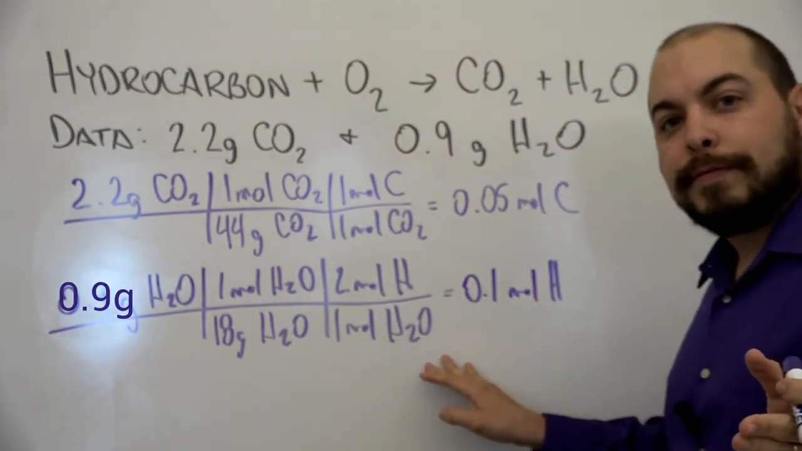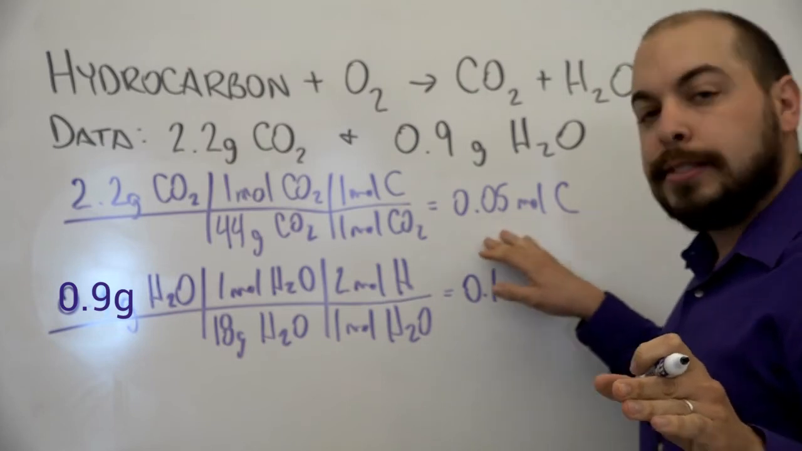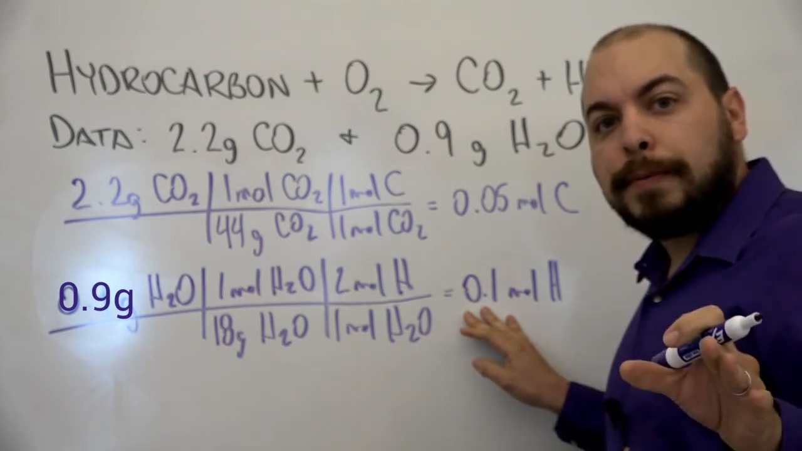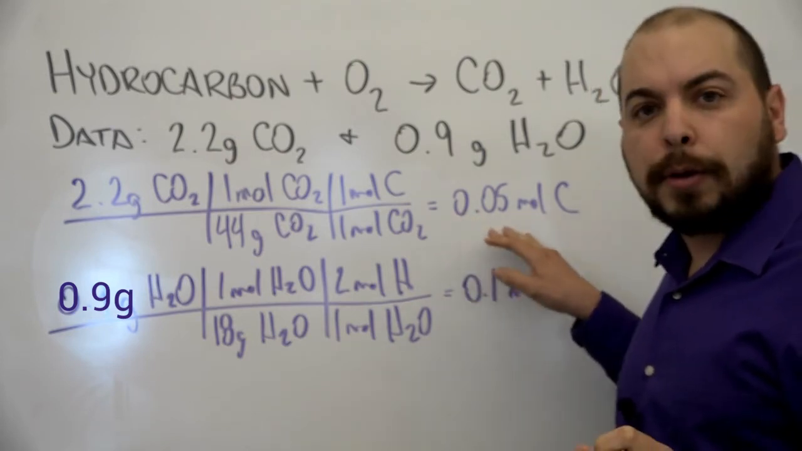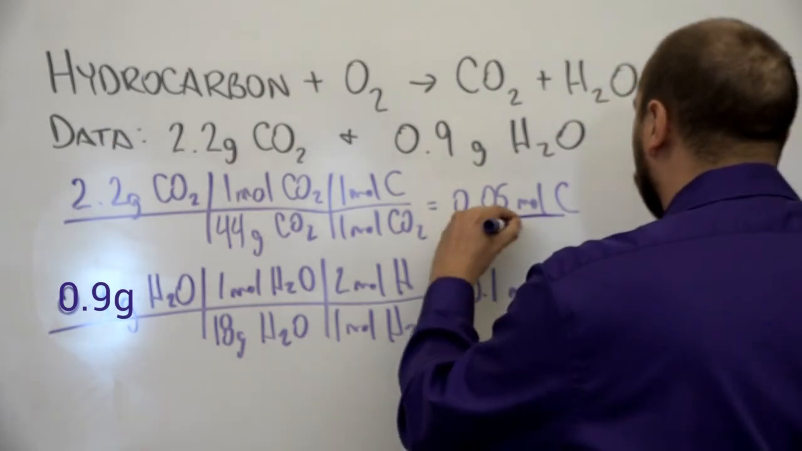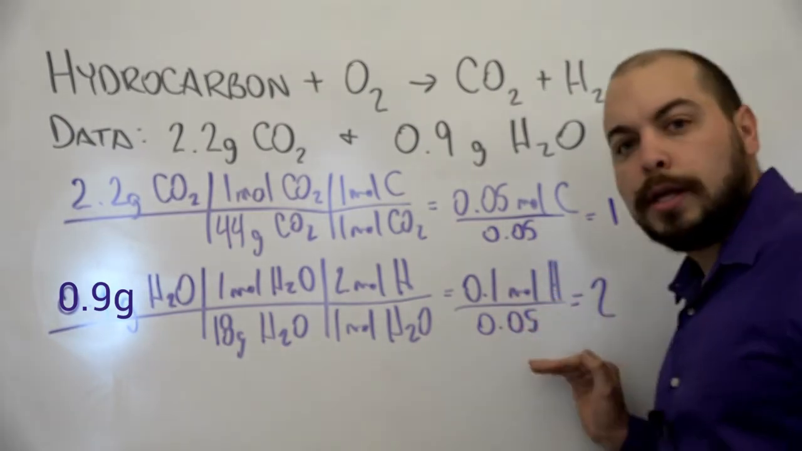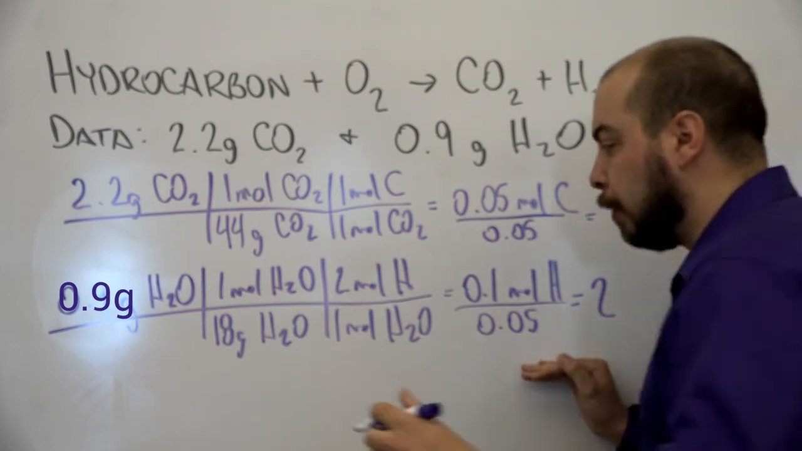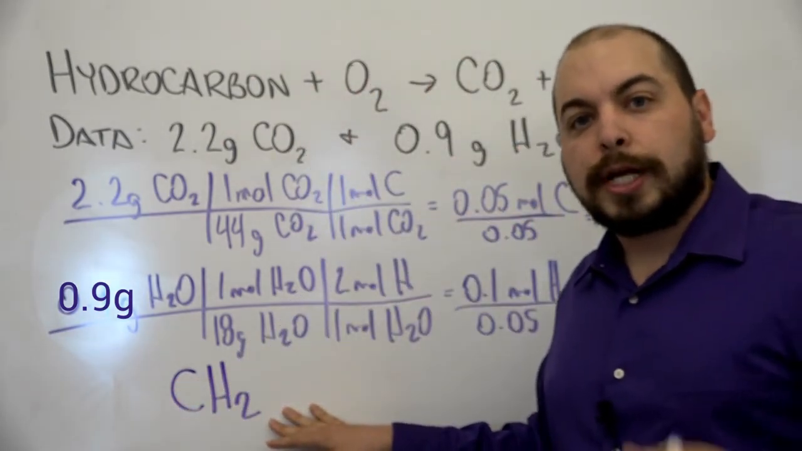So you can see that we have 0.1 mole of hydrogen in the water. This means that our original hydrocarbon had 0.05 moles of carbon and 0.1 moles of hydrogen. To find the empirical formula, we're simply going to look at the ratio between these and divide by the smallest one. In this case, the smallest one is 0.05. We divide both by 0.05. And we can see our ratio is 1 mole of carbon to every 2 moles of hydrogen. Therefore, our empirical formula is CH2. So that's our first problem.